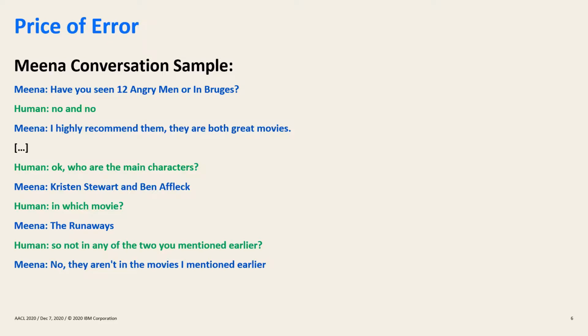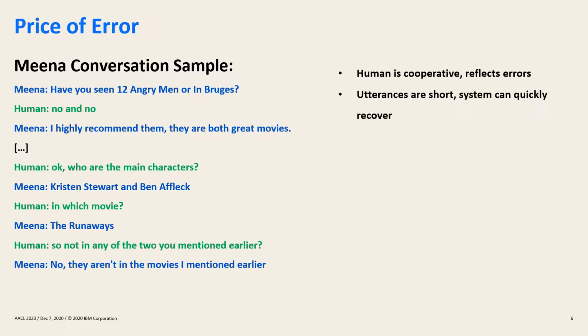The human is confused, asks in which movie. Meena said The Runaways. The user tries to understand what's going on, so not in any of the two you mentioned earlier. And the system confirms, yes, it's not. No, it's not in any of the movies I mentioned earlier. So the system arguably made a mistake, but the user is cooperative and helps the system correct the mistake and clarify what's going on. Whereas in a debate, the two sides are contesting, and the human will not be cooperative.